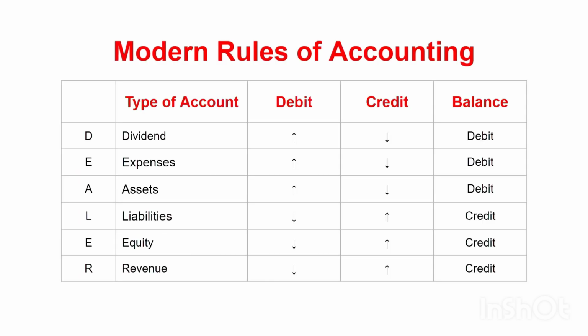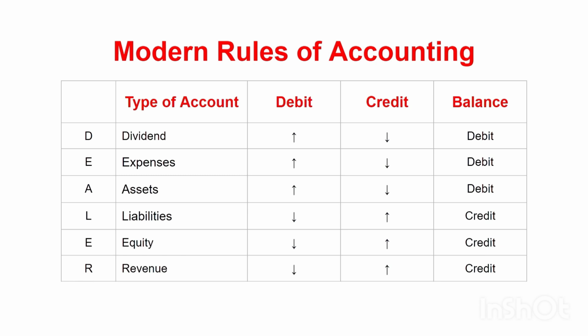Modern rules of accounting: D for dividend, debit increase, credit decrease; E for expenses, debit increase, credit decrease; A for assets, debit increase, credit decrease; L for liabilities, debit decrease, credit increase; E for equity, debit decrease, credit increase; R for revenue, debit decrease, credit increase.